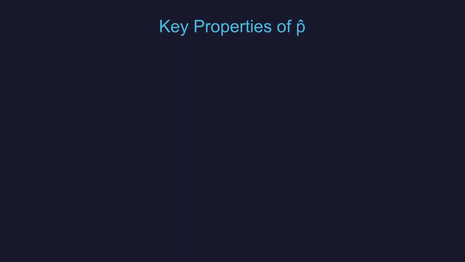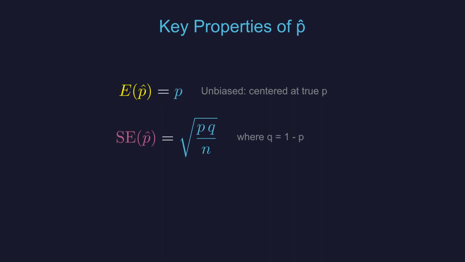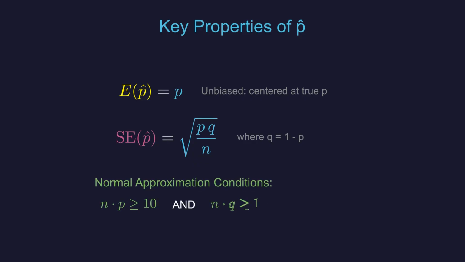3 key properties define the sampling distribution of p hat. First, the expected value of p hat equals p. This means p hat is an unbiased estimator of the population proportion. Second, the standard error of p hat is the square root of p times q divided by n, where q equals 1 minus p. Larger samples give smaller standard errors and more precise estimates. Third, the normal approximation is valid only when both n times p and n times q are at least 10. These conditions ensure enough successes and failures for the bell curve to be a good fit.